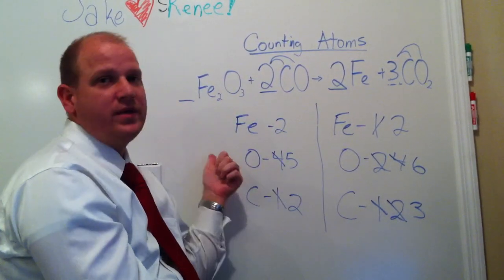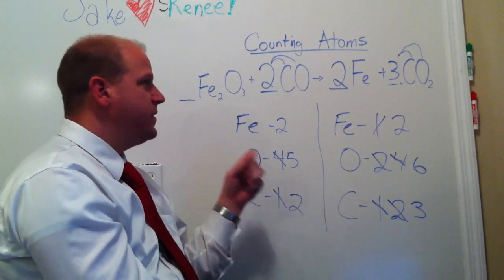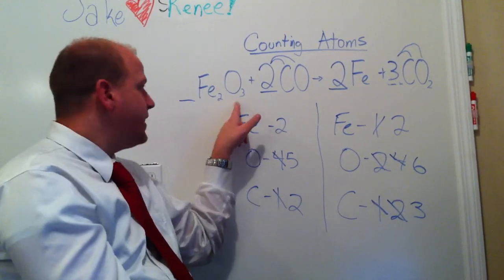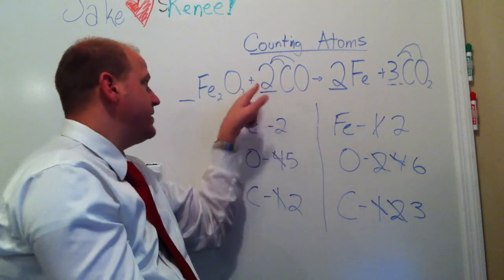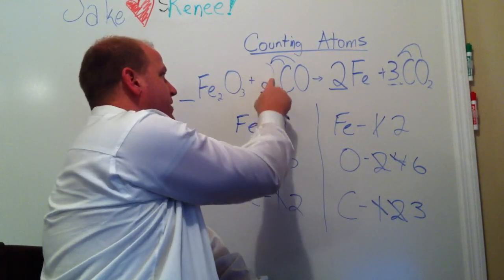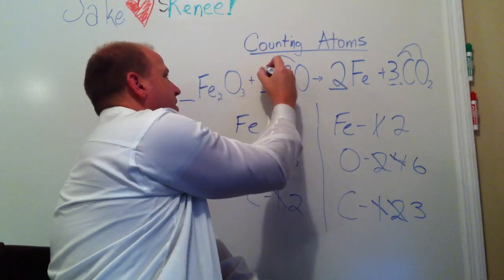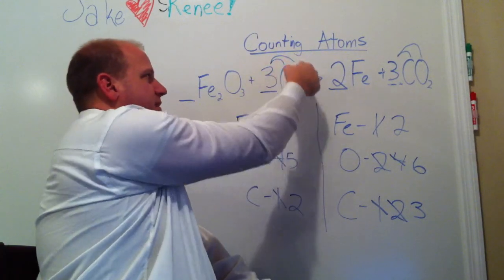So let's take a look at what we can do to this side. Let's start with the oxygen. Now, I've already got 3 oxygen right here. I've got a single oxygen right here. Let's go ahead and multiply that single oxygen by 3 to give us a total of 6. Because there's 3, and then the 3 that multiply there.